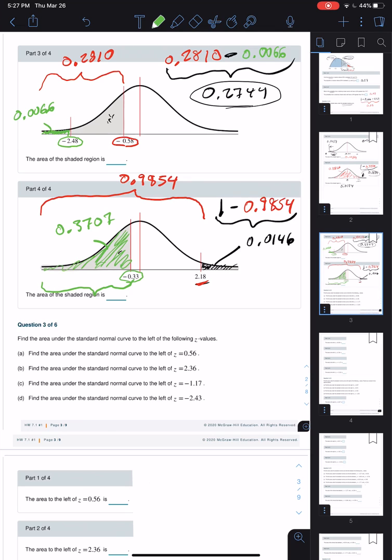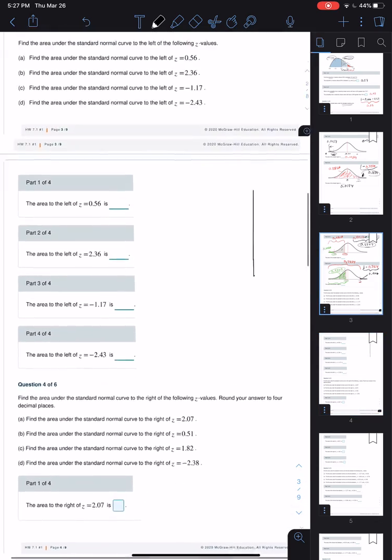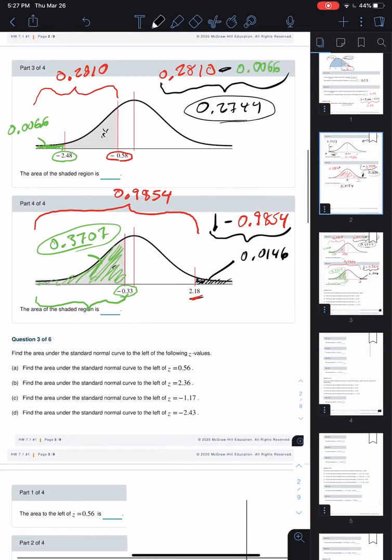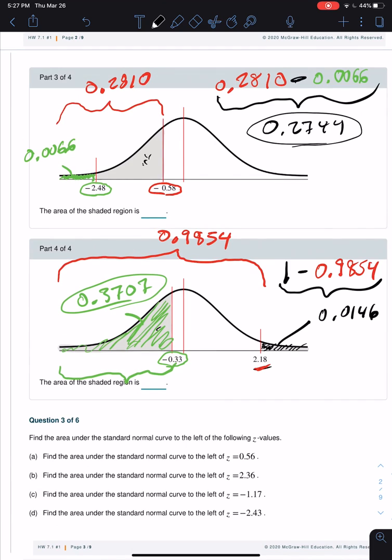Remember, once again, these are areas. So the area of this green is there. The area of this black. Oh, what the heck was that? It just jumped on me. The area of the black. Oh, I need to do this, I think. The area of the black is this.